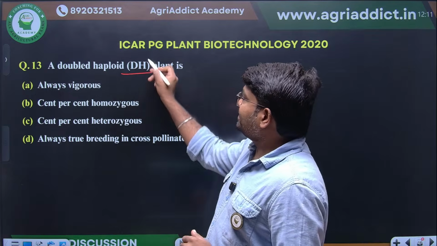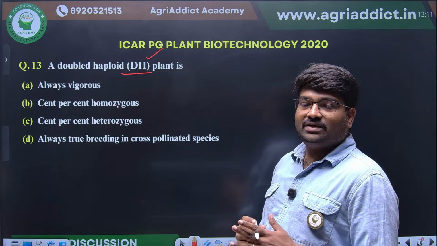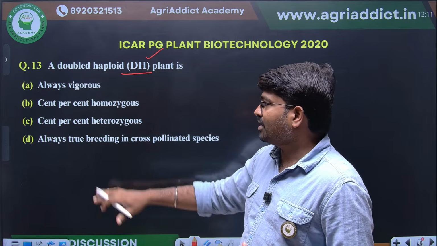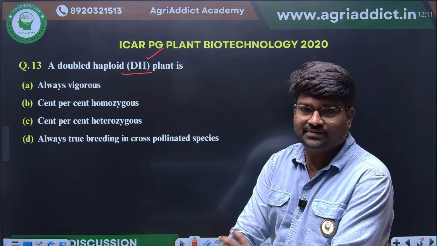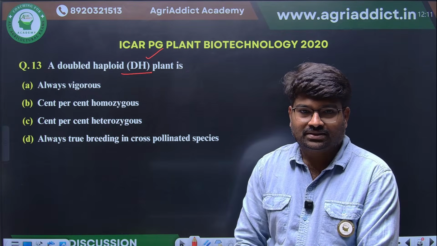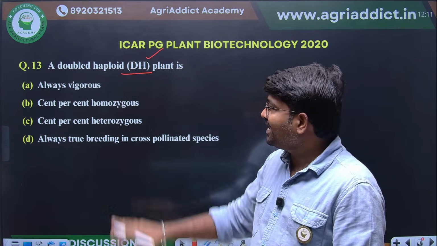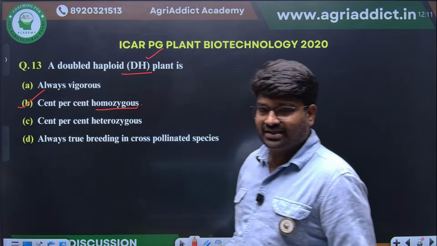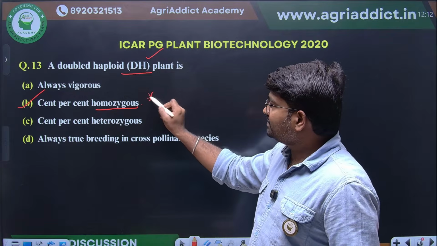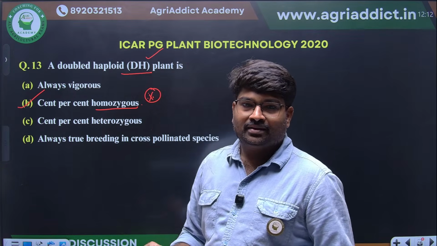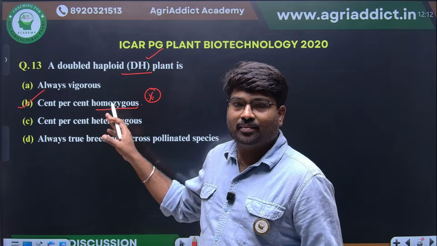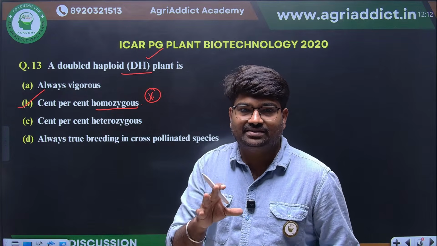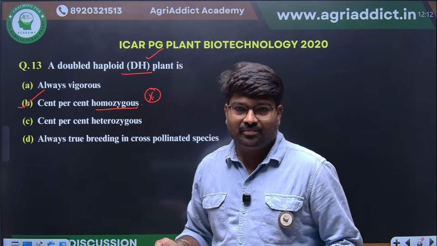Doubled haploid is a plant. A double haploid plant will be heterozygous, or homozygous, or always vigorous, or always true breeding in cross-pollinated species. What will be the answer? Yes, doubled haploids will always be homozygous in nature. Another important point: anther culture is used for the production of double haploids. They will treat with colchicine, because of that chromosome doubling will happen.